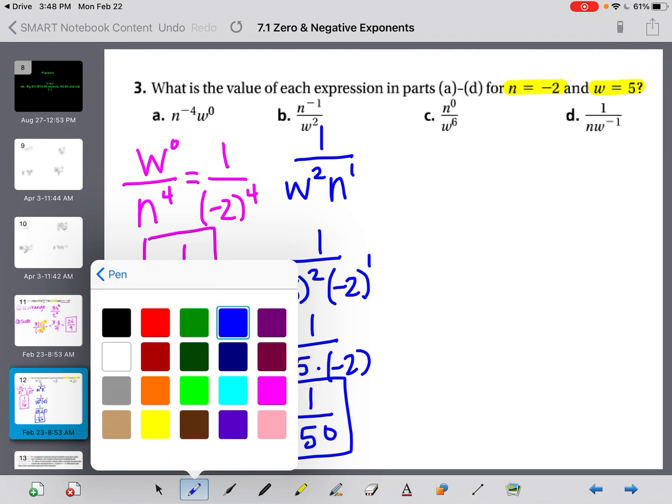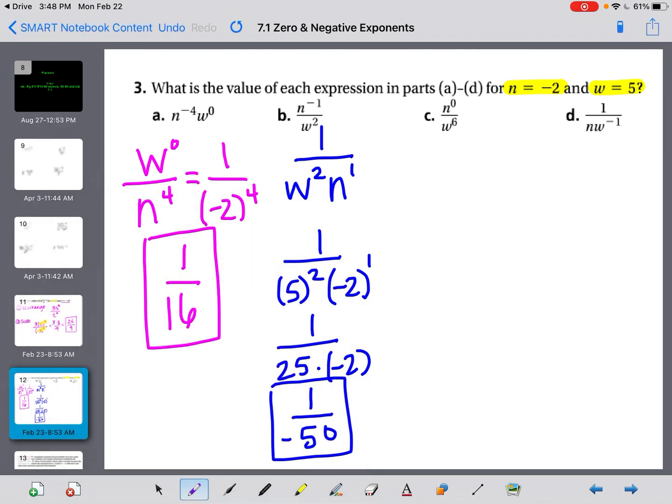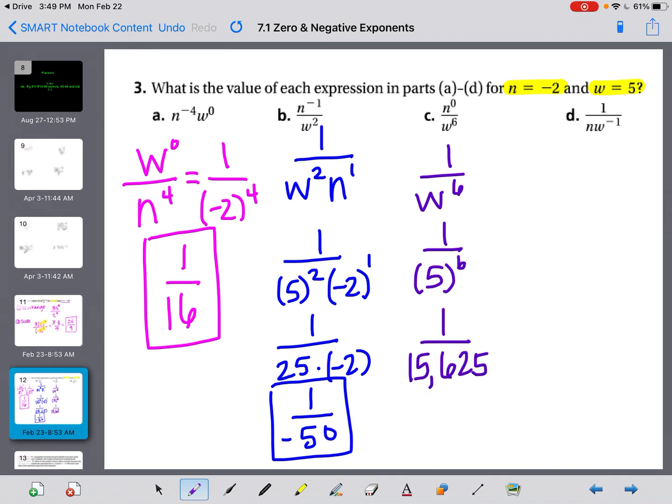Okay, letter C, we have another number to the 0 power, so I know I have a 1 on top, W to the 6th on the bottom. W is a 5. 5 to the 6th power happens to be a big number, 15,625.